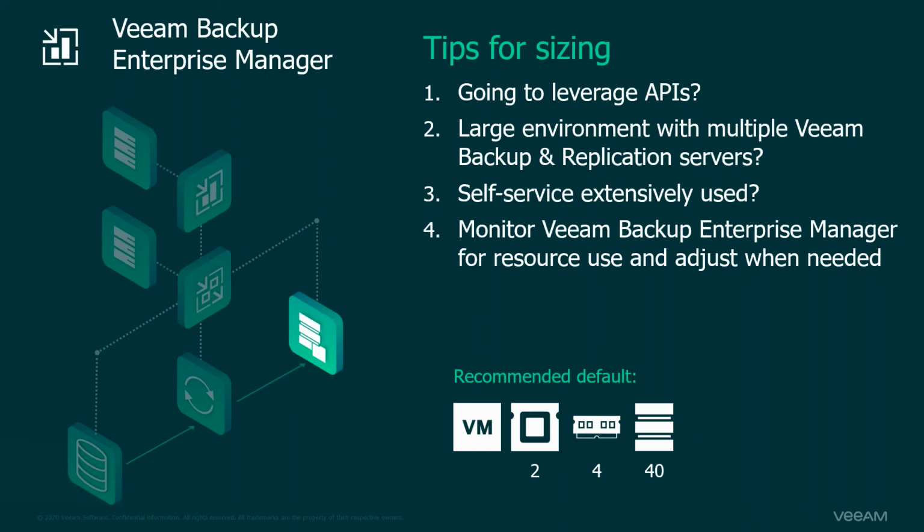If you know you're going to leverage the self-service restore portal and APIs, maybe you want to start up with 6 CPU and 12 gig of RAM, and then bump it down if you find that you're not using that amount. So again, the recommendations here are deploy, monitor, adjust.